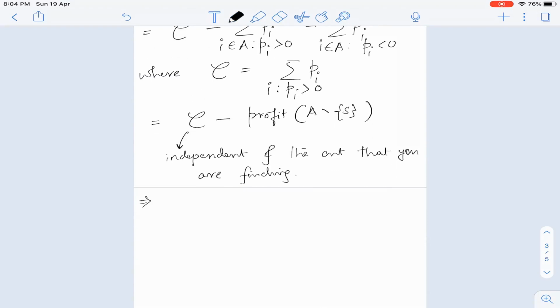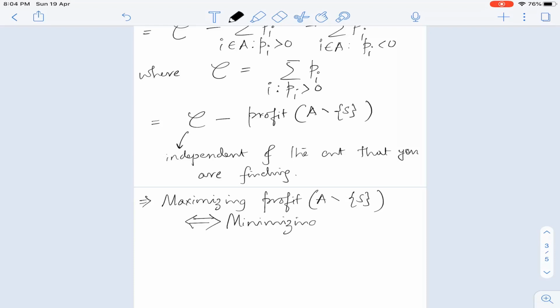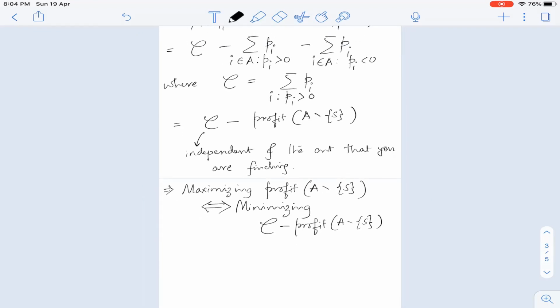So this implies that maximizing profit of A is equivalent to minimizing C minus profit of A minus S. And your min cut solution is doing precisely that, just from the fact that the capacity of the cut is exactly this quantity. So this is how you solve the project selection problem, by reducing it to min cut. So you should think about the running time of this algorithm, right? What does it depend on, and so on and so forth.